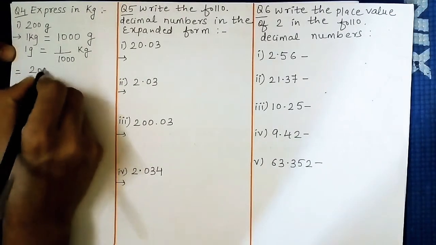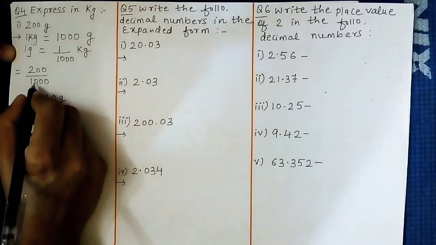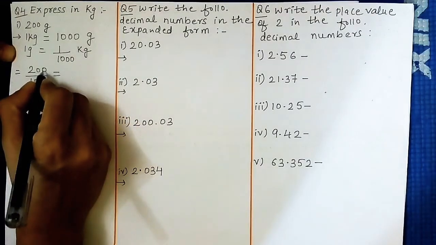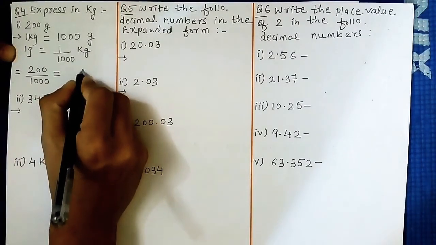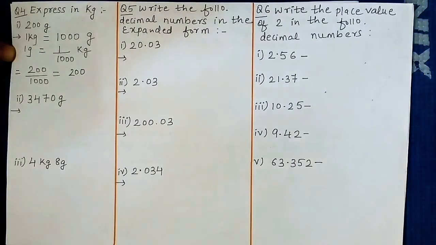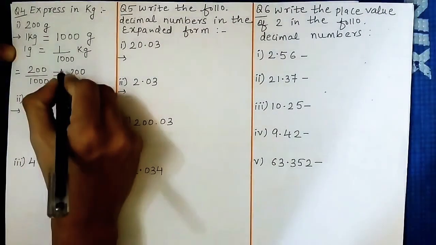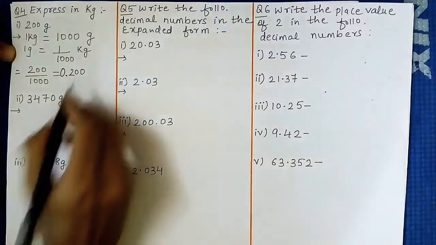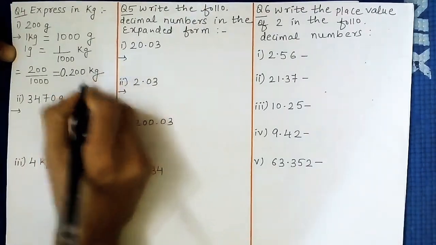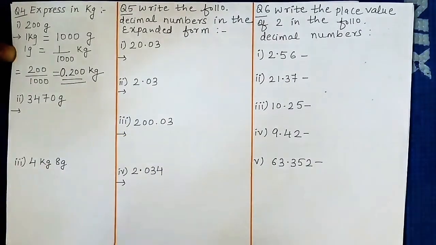So this 200 we will divide by 1000. So after 1, 2 and 3 digit you will put point. So here 1, 2 and 3 digits are already given to us, that is 200. So after 3 digit we will put point, and here we can put 0. So it is 0.200 kilogram. So this is our answer. So for converting gram to kilogram we will divide by 1000.